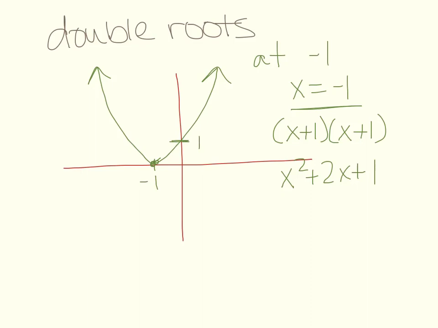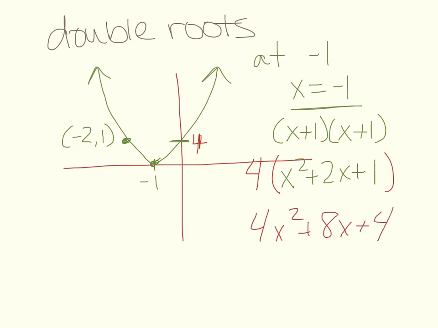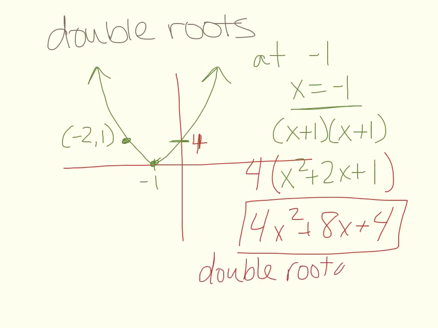Then we can get a symmetric point. So we went over 1, up 1, so we have to go over 1, up 1. So our symmetric point is going to be at -2, 1. And that's all we can do because our y-intercept and our x-intercept are the same. If I wanted to make this whole thing, but now I wanted the y-intercept to be 4, then I need to just multiply this equation by 4: 4x squared plus 8x plus 4. So this equation does have a double root at -1, sorry, double root at -1.